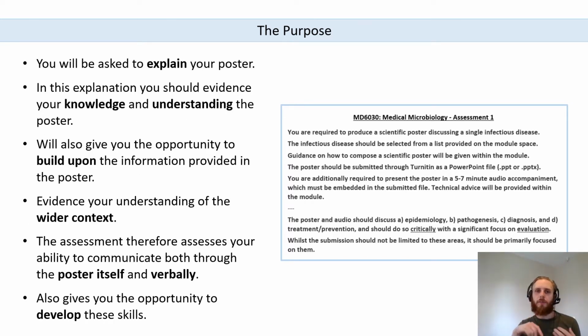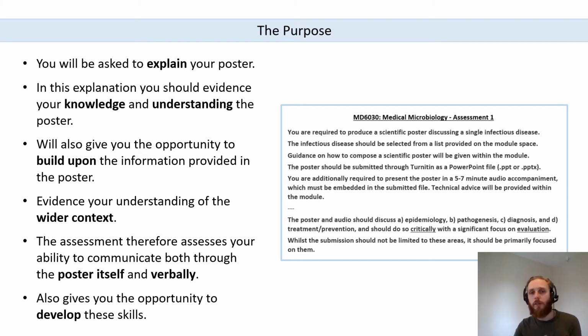And just for some examples, these are the things you're evidencing when you're presenting the poster. So you're presenting the poster and you're communicating with us. So what are we expecting you to communicate? First off, we're expecting you to communicate your understanding and knowledge of the poster and also the topic itself. So you want to know you actually understand these things. You actually know what you're talking about in a real level of depth.